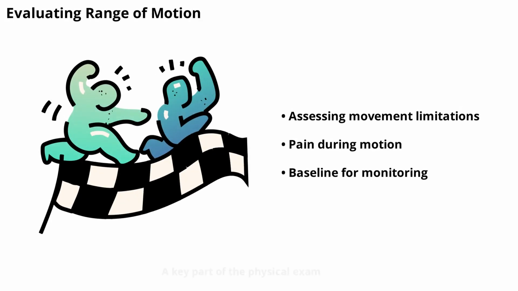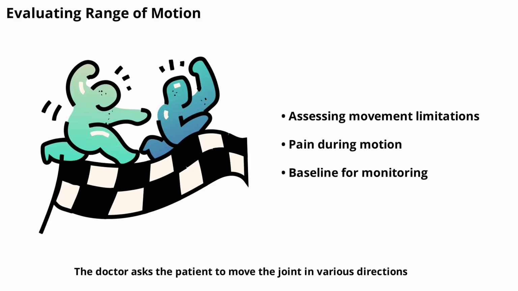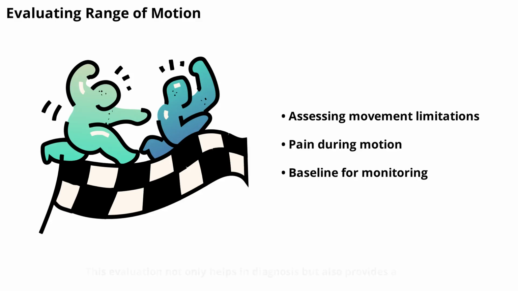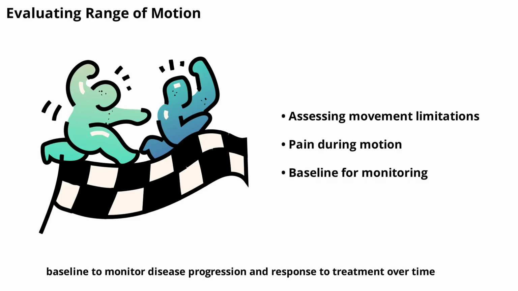A key part of the physical exam is evaluating the joint's range of motion. The doctor asks the patient to move the joint in various directions, noting any pain, stiffness, or restriction. Limited range of motion is a hallmark of osteoarthritis and can indicate the extent of joint damage. This evaluation not only helps in diagnosis, but also provides a baseline to monitor disease progression and response to treatment over time.